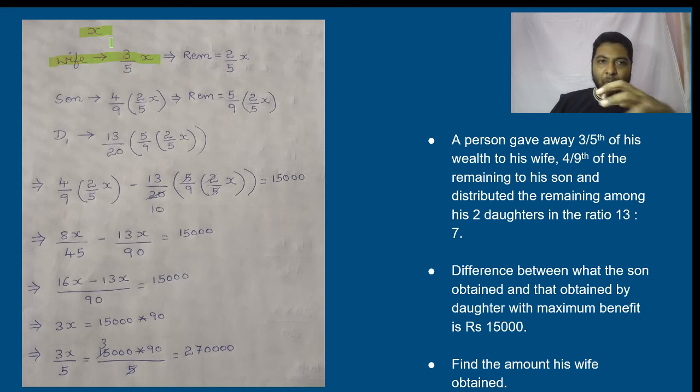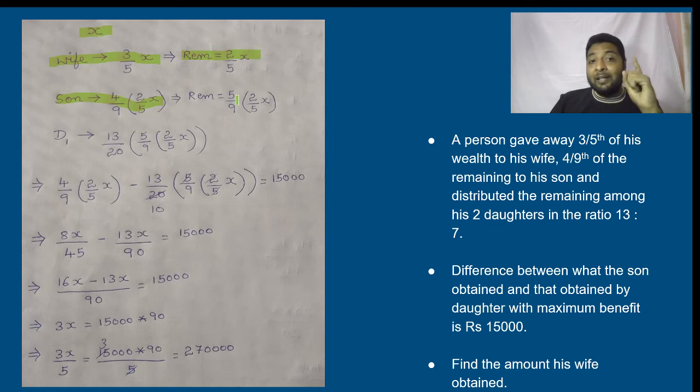Out of X, if I remove 3/5X, what is remaining? The remaining is 2/5X. Now, out of this remaining, 4/9 of this remaining 2/5X was given to his son. That is, 2/5X is one entity. 4/9 of this entity is given to his son. So, the son got 4/9 of 2/5X.